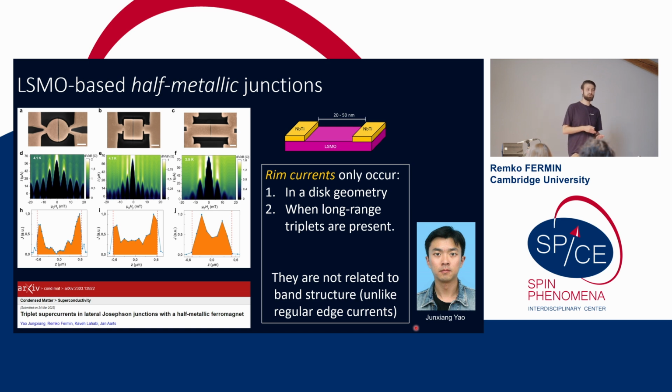And I have to mention, we call them rim currents to not confuse them with edge currents, because edge currents are typically used for topological type of samples, whereas here we're dealing only with simple cobalt and a superconductor. So therefore we call them rim currents.